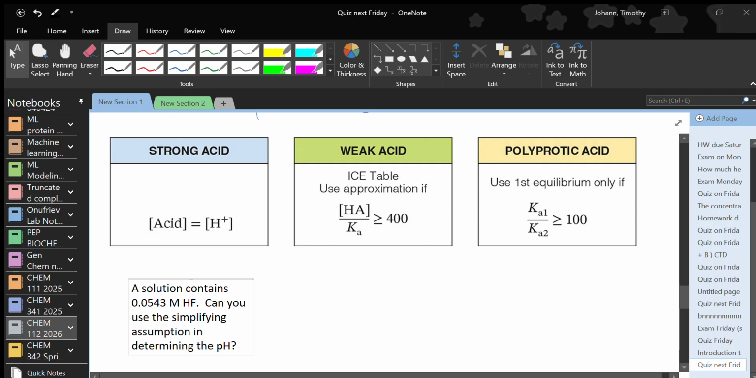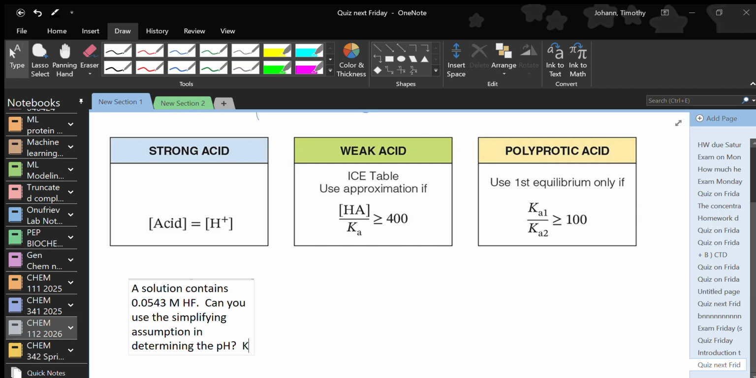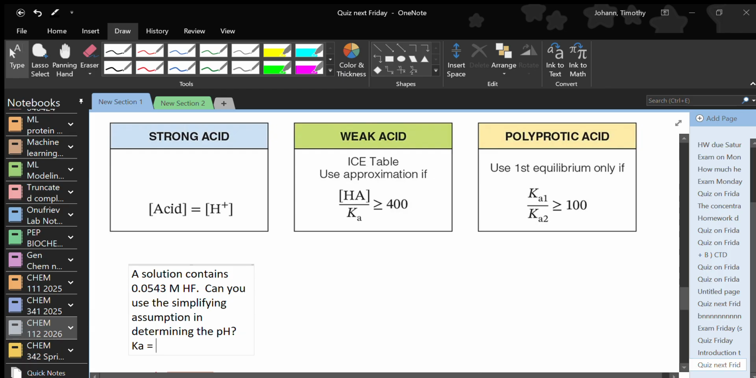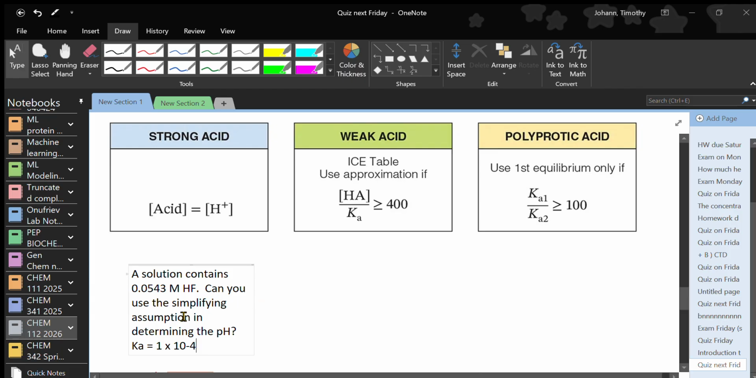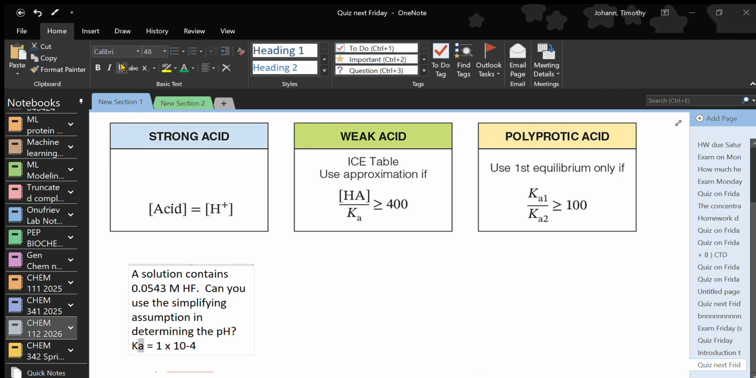Okay, and I have to give you what the Ka is. We had it earlier. The Ka is equal to 1 times 10 to the negative 4th. You guys can go ahead and solve that while I go in here and actually do my subscripts and superscripts.